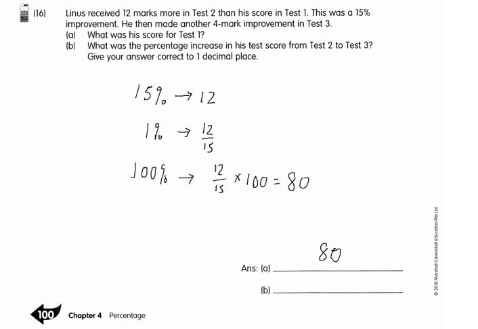92, because I'm asking you what his score for test 2 is, right? Correct? Test 2 will be 80 plus 12. So you know your 80 plus 12 equals 92. So we are getting 92 for test 2. They want to know the percentage increase in his test score from test 2 to test 3. So percentage increase, now we are looking at increase.